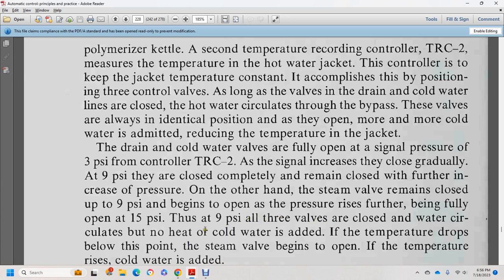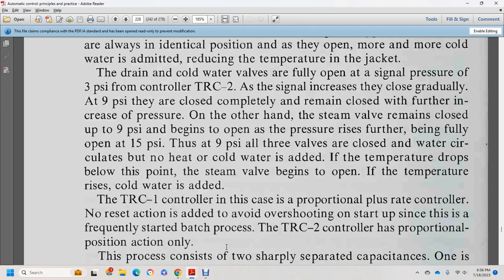are closed with the water circuit, but no heat is added with the cold water. If the temperature drops below this point, the steam valve opens and the temperature rises as the cold water is added. Temperature recording controller 1, in this case, has proportional plus rate control with no reset action, to avoid overshooting on the startup. This is frequently used with the batch process.